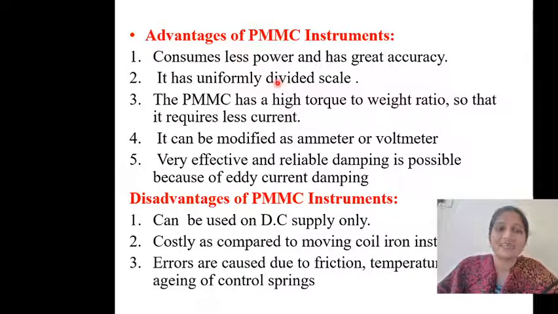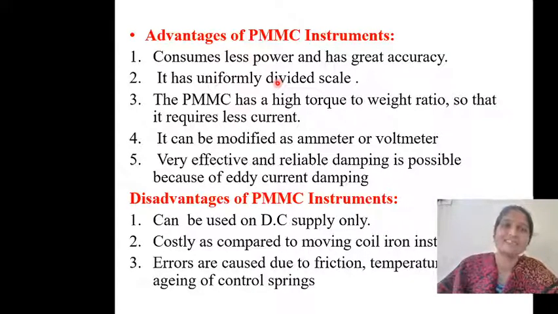Next, errors are caused due to friction, temperature and aging of control springs. Here you are using control springs, which might be damaged because of the aging effect, and also due to friction and temperature there will be different errors. So some amount of errors will occur. These are the disadvantages of the PMMC instrument.